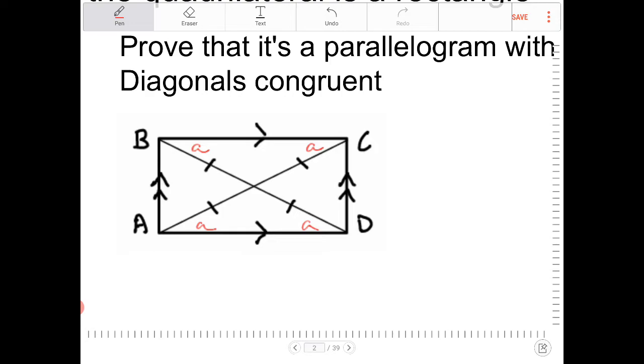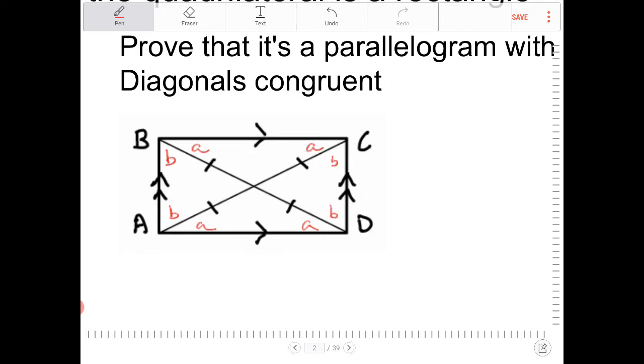The same argument could be said about the other two triangles over here. I can call this angle over here B, therefore the other angle must also be B. On the right side, that triangle should also be congruent to the triangle on the left. So I'm going to call this angle B and this angle B as well.